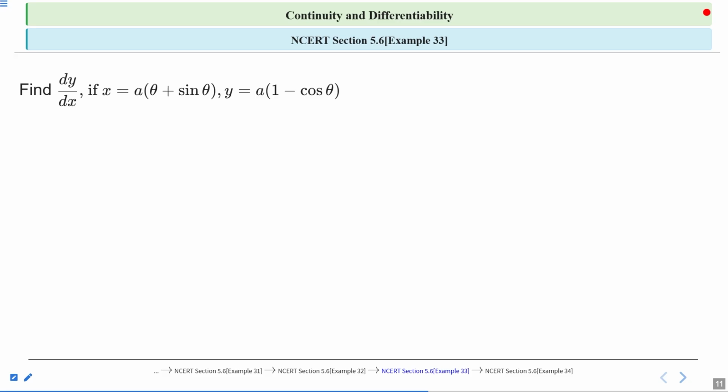Again, how can we differentiate this? We have to basically find dy by dx. So what can we do? We will first find out the parameter in this question. So x is in terms of theta and y is also in terms of theta. So we can first find dx by d theta, and after that we can find dy by d theta. And after that we can easily find dy by dx, which is equal to dy by d theta upon dx by d theta.